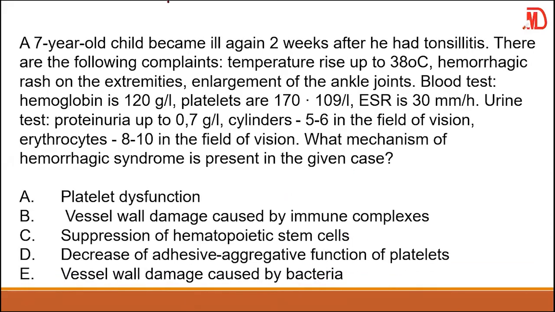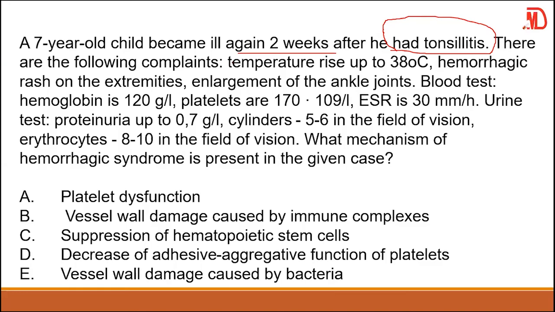A 7-year-old child became ill again 2 weeks after he had tonsillitis. Who can tell me what the complications of tonsillitis are? Two. Who can tell me one? Glomerulonephritis. And what? We discussed one previously. Rheumatic fever. Exactly. So this complication comes to your mind. If these things come into your mind, you now check the next thing, what are they talking about, and you arrive at your answer.